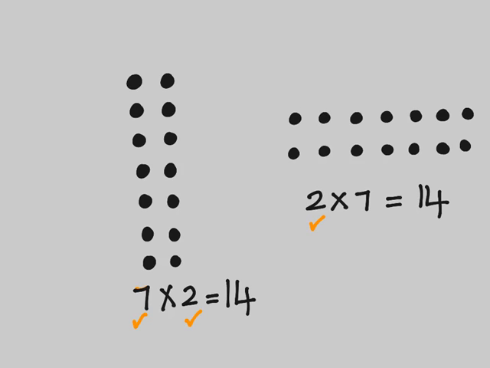The 7 and 2, 2 and 7, are called the factors. No matter in which order we write the factors, the product is always going to be 14. So this is called the commutative property of multiplication.